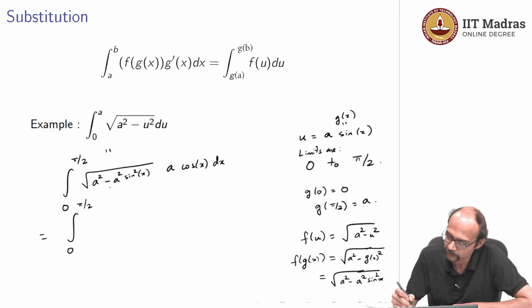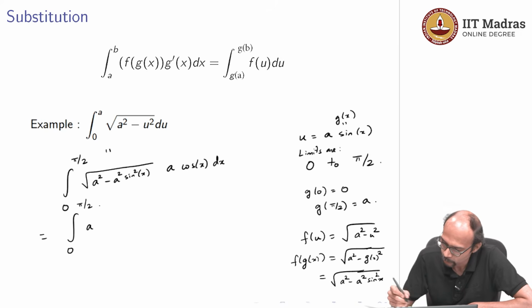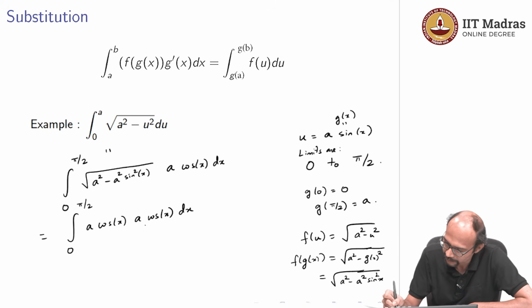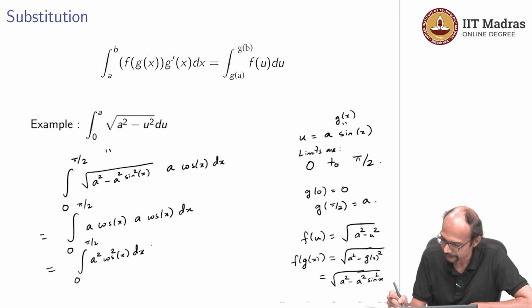So you have integral root of a squared minus a squared sine squared x. So you can take a common. So you have a outside, then root of 1 minus sine squared x. But we know some trigonometric formulae. Sine squared x plus cosine squared x is 1. So 1 minus sine squared x is cosine squared x. So root of cosine squared x is cosine of x. So all in all, this square root gives us a times cosine x. We already have an a times cosine x here, and then we get a dx. So I have 0 to pi by 2 a squared times cosine squared x dx.